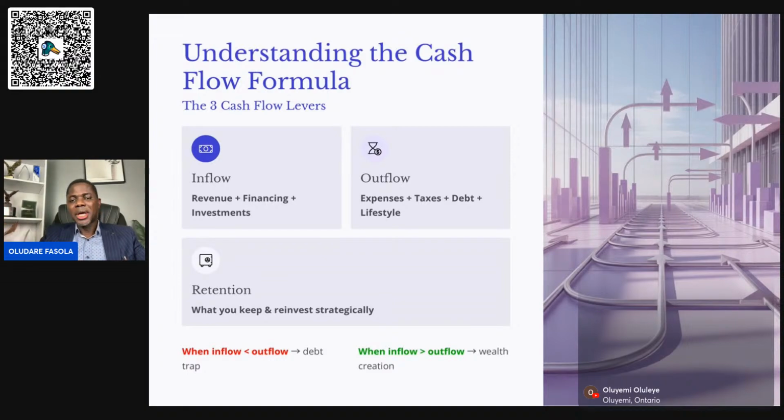Don't forget that when your revenue comes in, as a business owner or medical professional, surgeon, dentist, you can use your holding company to house all these activities, like your financing and investment activities. You put them in your holding company because by law you are not allowed to have anything outside your medical corporation. Outflow is your expenses plus tax plus debt plus lifestyle.